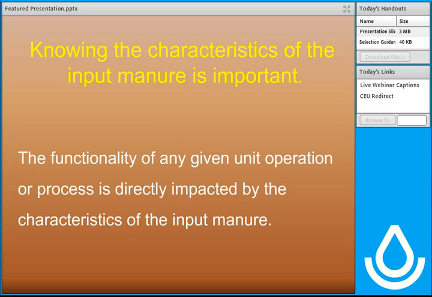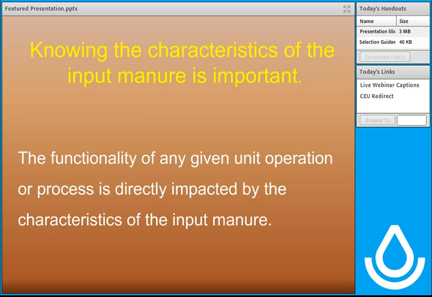So now we're ready to do step 3. We have done our diagram. We have looked at the various components, and we've added all the components in. We're now ready for this third step. And here we need to understand the characteristics of the manure as it enters the system. Having an accurate estimate of the manure input characteristics is very important.